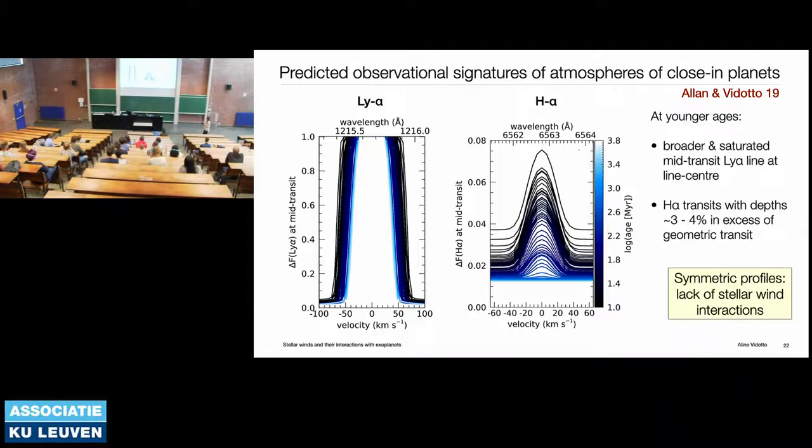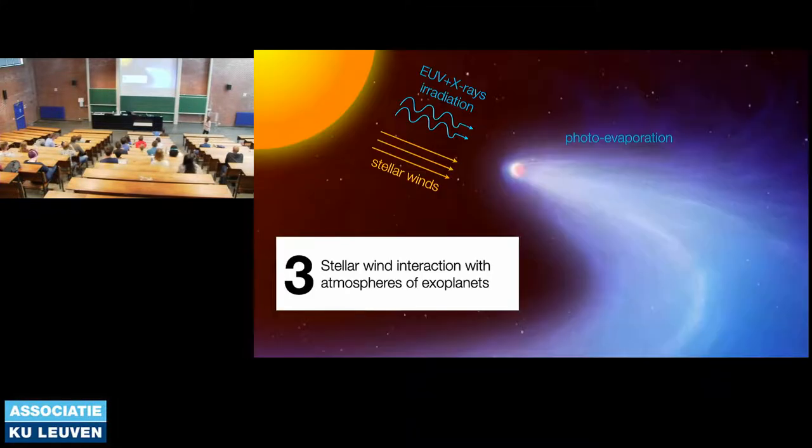But one of the things I want to highlight is that in both cases here, the line profiles are symmetric around zero, which is not what we observe. The problem here is that we are looking at 1D models that essentially assume the atmosphere is axisymmetric, which in theory it's not, because the atmosphere is not only escaping into vacuum, but is also being shaped by the stellar wind.